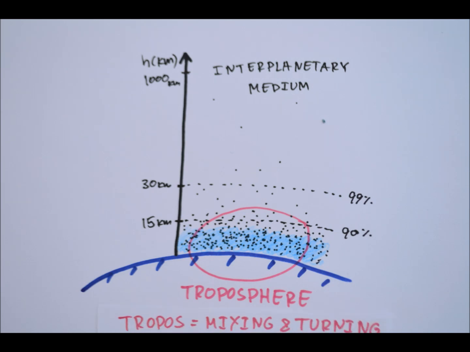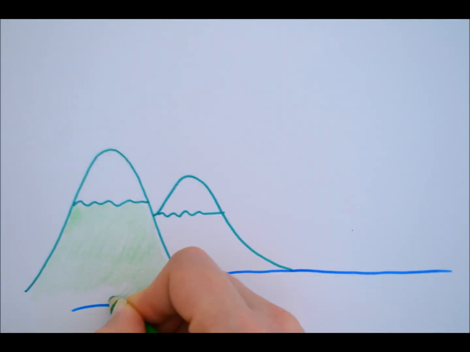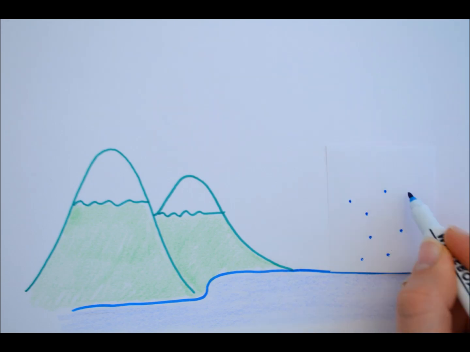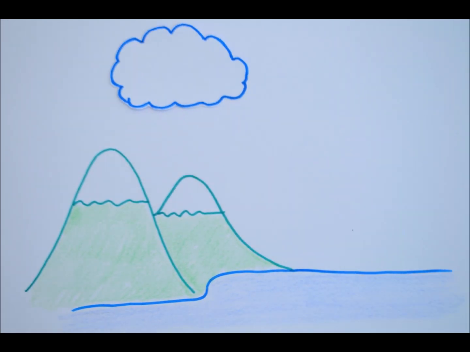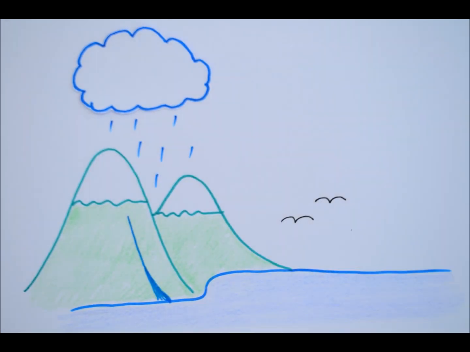Tropos is a Greek word meaning turning and mixing. And indeed, the vertical mixing in the troposphere is such that if we take a drop of seawater, it can eventually evaporate and become a flock of water vapor molecules which can rise and condense and form a cloud, and then water can fall back to the surface like rain. And all this will happen within a week to 10 days.